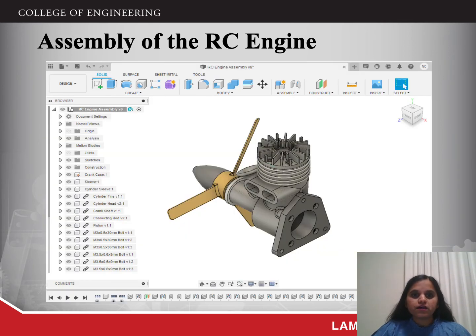This is the assembly of the RC engine which I have made in Autodesk Fusion 360. This is the complete assembly of the RC engine made by using different tools and different functions which we have in Autodesk Fusion 360. I'm going to stop here because I'm handing over the next part, which is design for manufacturing, to my project partner, Ali. Thank you.